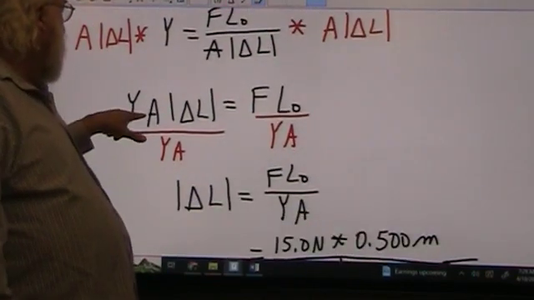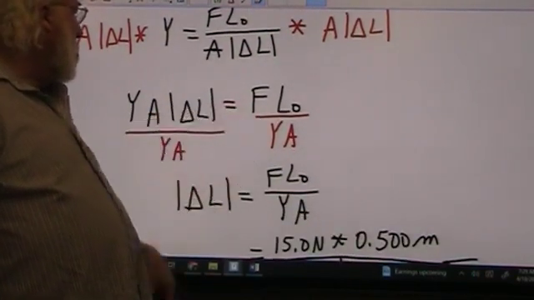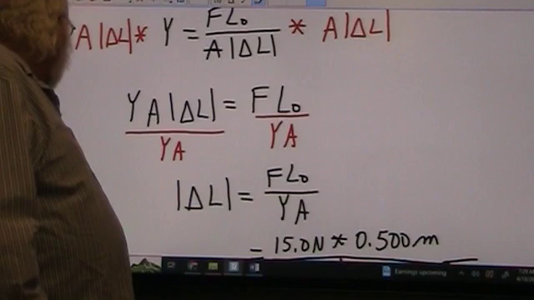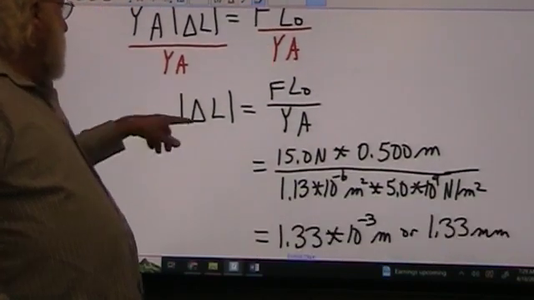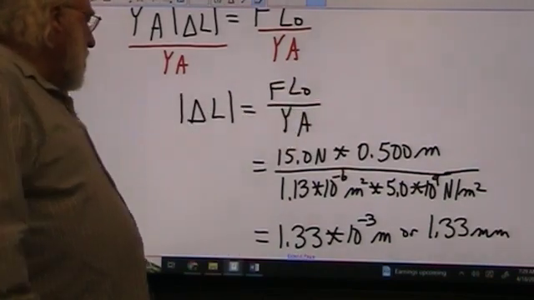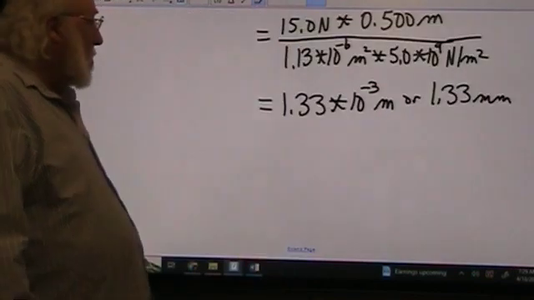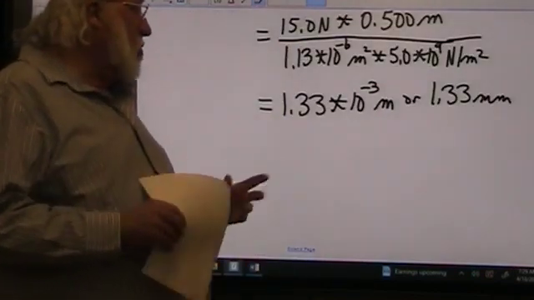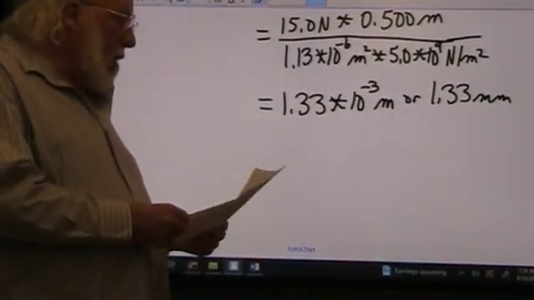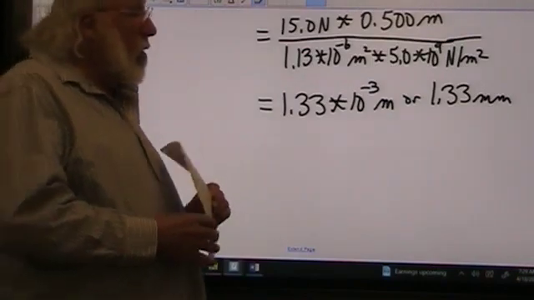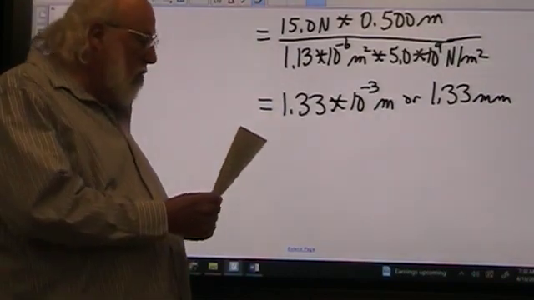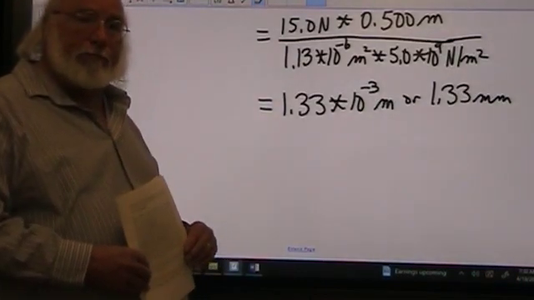That gives me Y A times the change of L equals F times L O. To get this by itself, we divide both sides by Y times A, Young's modulus times the area. That gives me F times L O over Y times A. Plug in the numbers, and I get 1.33 times 10 to the negative third meters, which is 1.33 millimeters. So we could stretch it 1.33 millimeters before it snaps. Use that formula, or either process, it doesn't really make any difference for the 5 practice problems that you're given. Okay? Have fun.